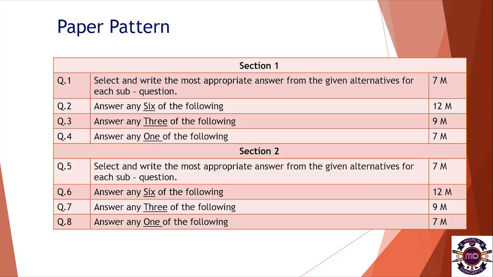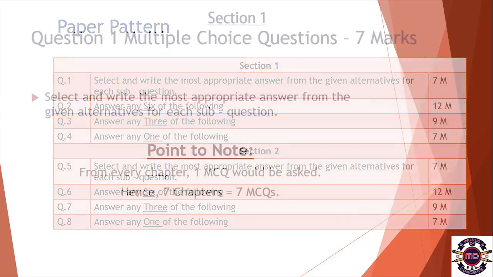The second question is answer any 6 of the following for 12 marks. The third question, answer any 3 of the following for 9 marks. And the fourth question is answer any one of the following for 7 marks. Let's understand each question in detail.